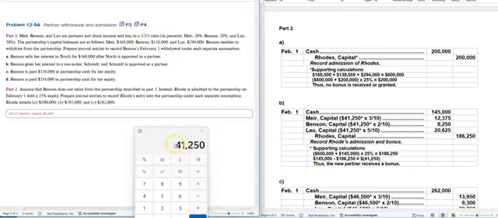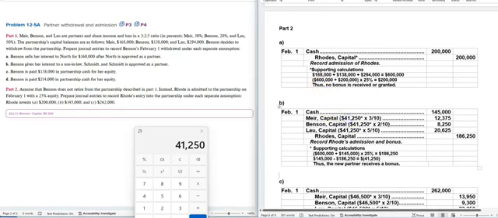So 30% of that $41,250 will go to Mayor. So $41,250 times 3 divided by 10, $12,375 will come out of Mayor's capital account. 20% will come out of Benson's, and Lau will contribute 50% of that bonus. So really what's happening here is we have moved some of the other owners' capital into the new owner's capital account.